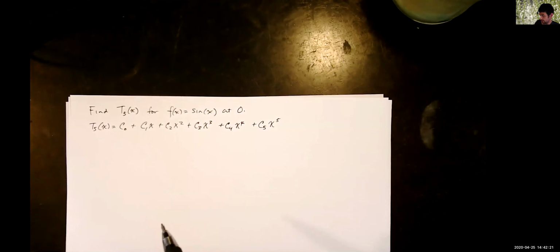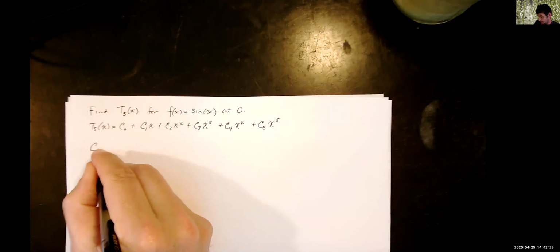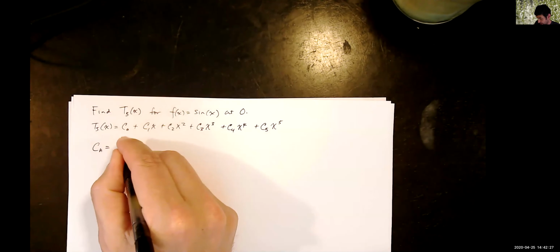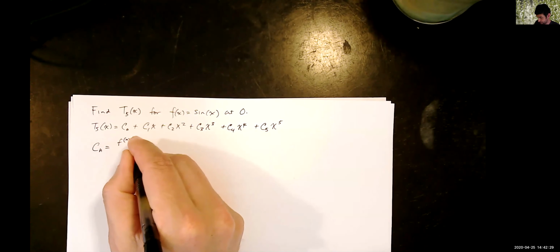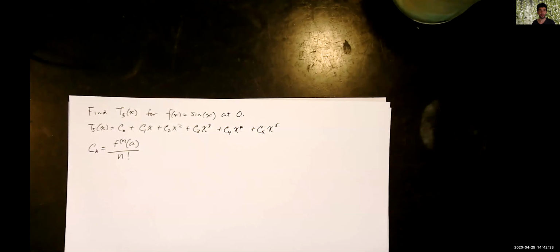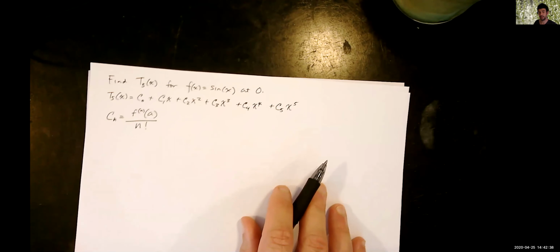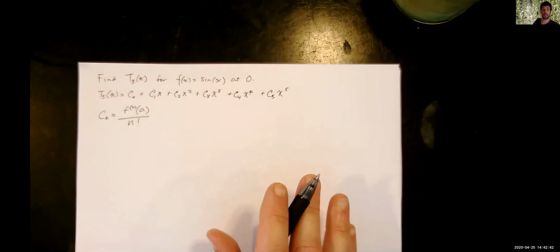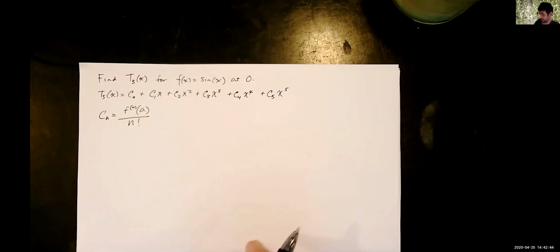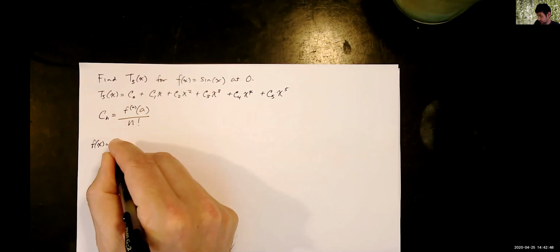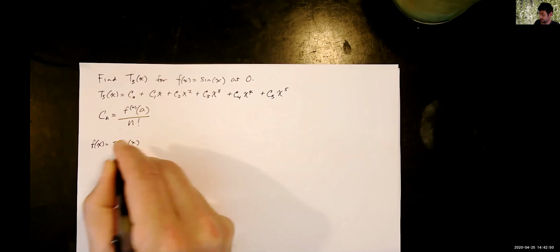These coefficients are still given by the nth derivative at a divided by n factorial, okay? So that hasn't changed, we just stop at a certain n as opposed to the Taylor series. So I find them the same way. I'm going to go ahead and compute a bunch of derivatives of f of x. So f of x equals sine of x.